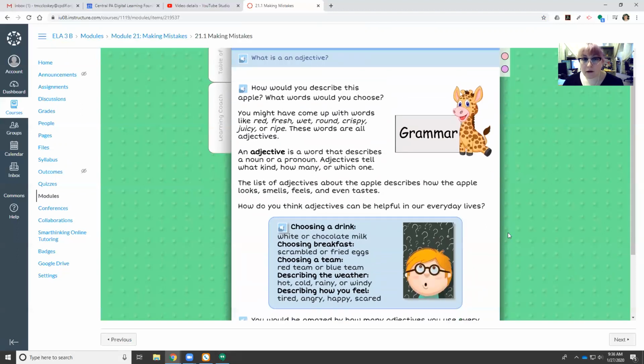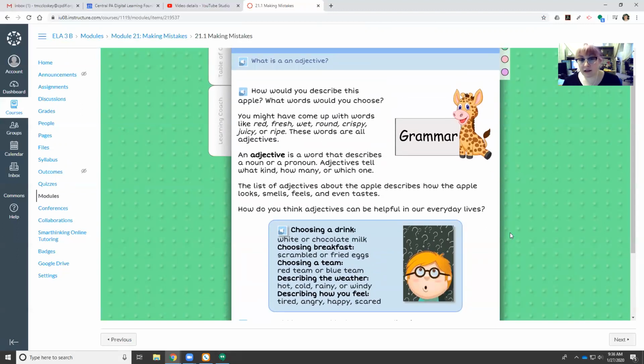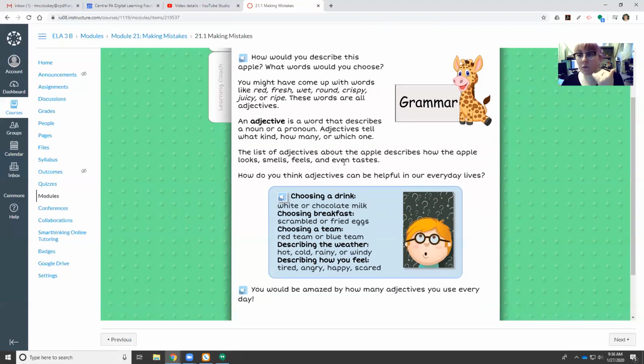For grammar, this week we are talking about adjectives. Adjectives are descriptive words. So how would you describe an apple? Well, you might describe it by its color. It's red, it's green, it's yellow. You could describe it by its taste. It's fresh, it's crunchy, it's crispy, it's juicy. By how it feels, it's hard, it's ripe, how it looks, it's round, it's wet, it's dry. So adjectives are describing words. It tells us what kind, how many, and which one.